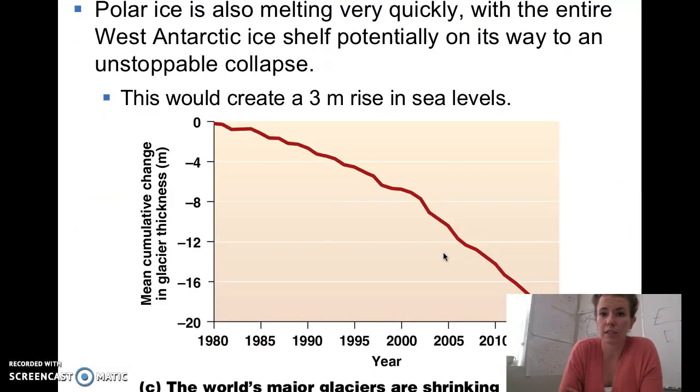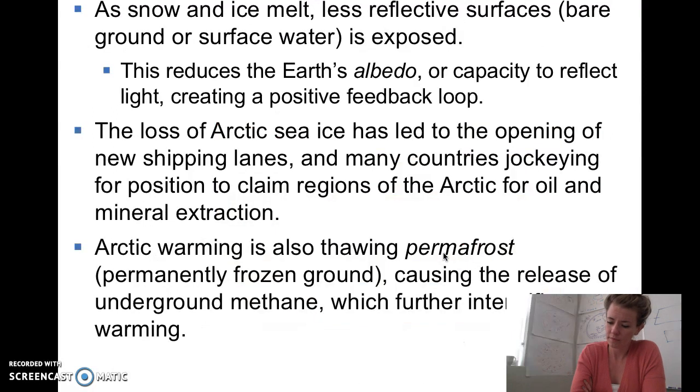And so polar ice is melting really quickly, and with the entire West Antarctic, so South Pole, ice shelf potentially on its way to an unstoppable collapse. And if that glacier collapses, it would create a 3-meter rise in sea levels. 3 meters, almost 10 feet rise in sea level. So that is really, really not good.